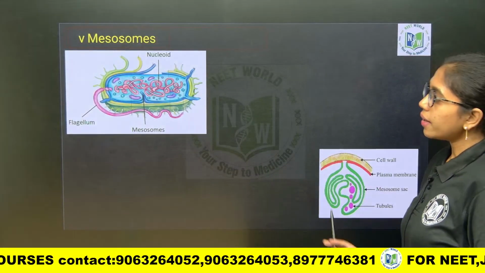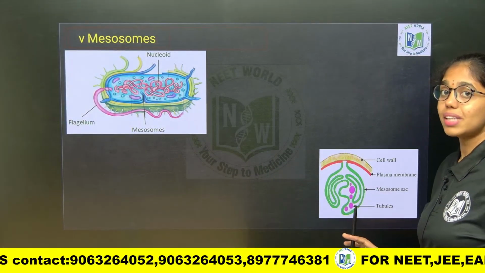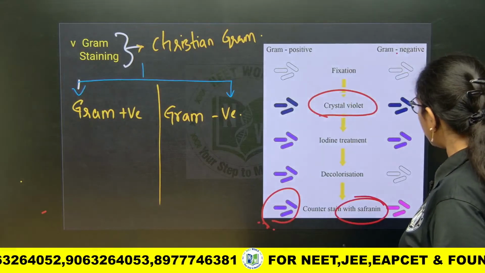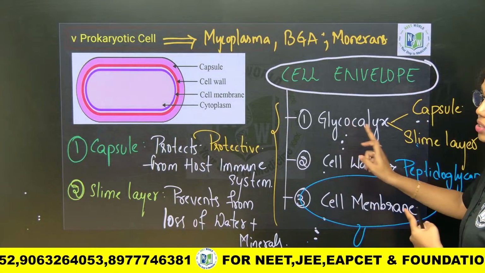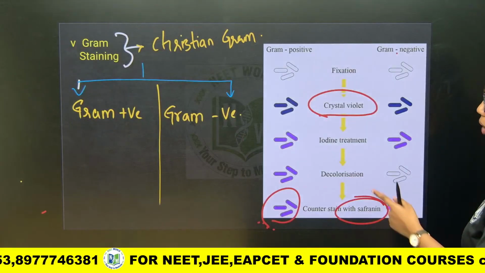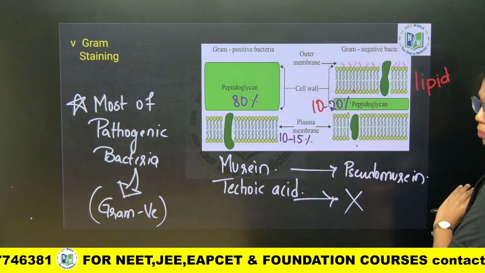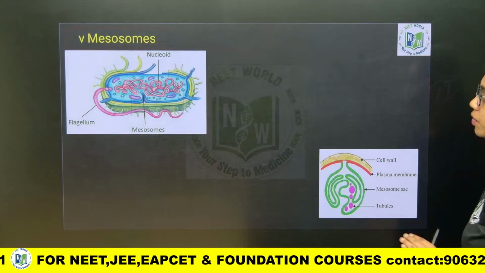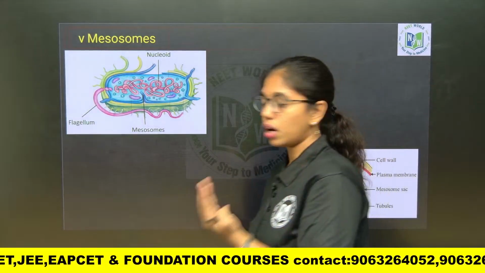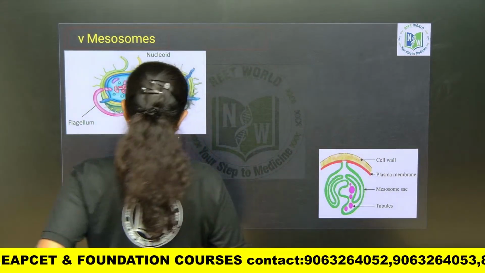So here, now we have come to the last layer, that is the cell membrane. We have discussed the glycocalyx, cell wall and its composition. Based on the composition of peptidoglycan, it is gram positive and gram negative. Now the lowest layer of the cell envelope, the closest layer to the cytoplasm, that is the cell membrane.